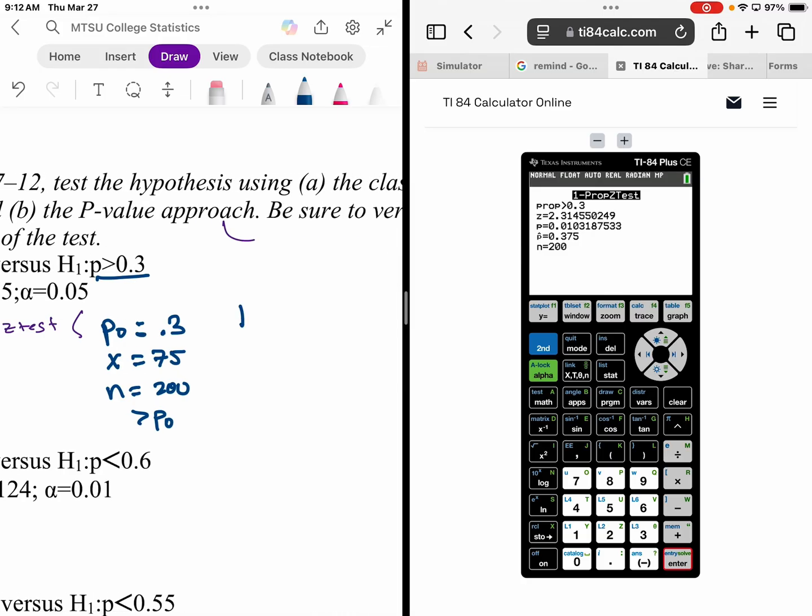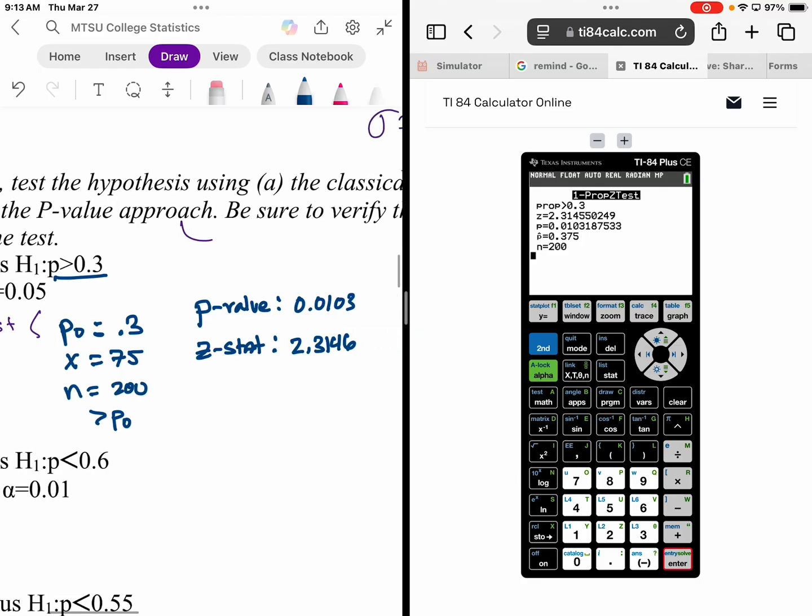So our P value is 0.0103. Our Z statistic, so the answer to that big fraction earlier on in the lesson, that Z statistic is 2.3146. Now they do tell me what P hat is. I don't need it. All right. So there's the information that I need.